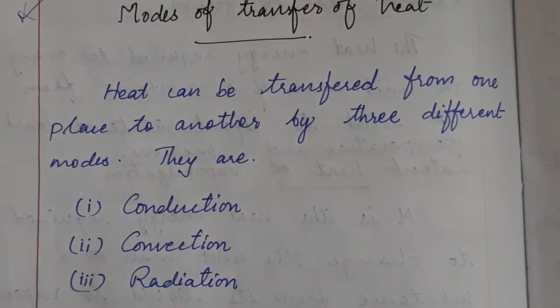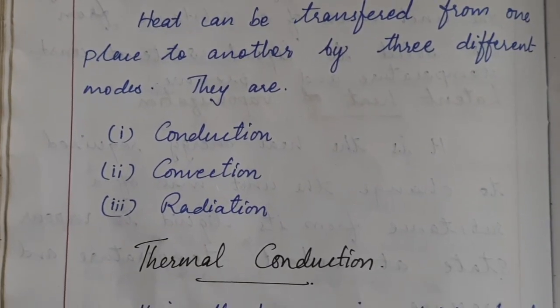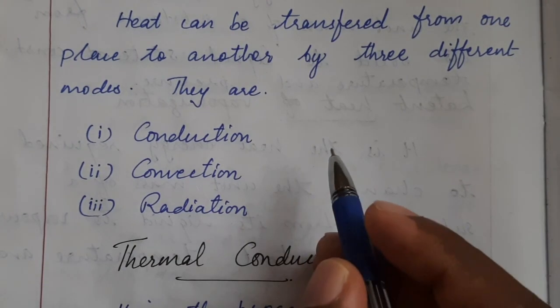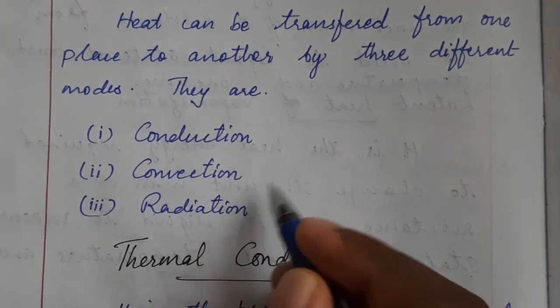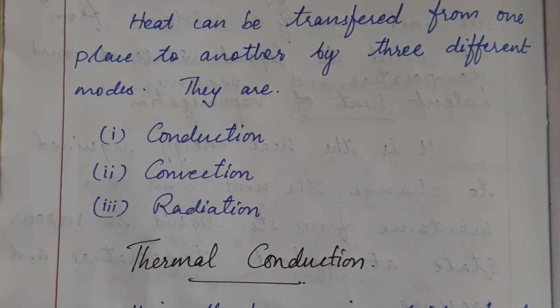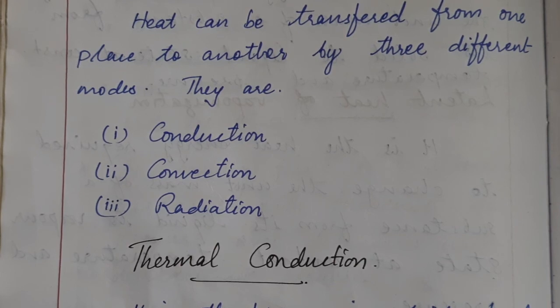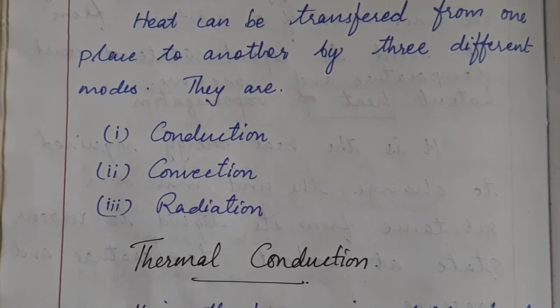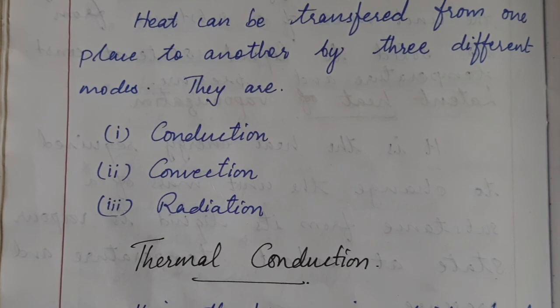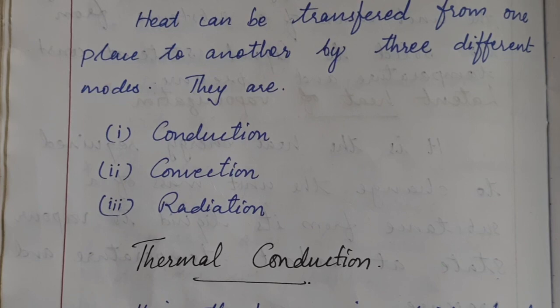Now let us discuss the different modes of heat transfer. We have studied this already in lower classes. We have different modes of heat transfer: conduction, convection, and radiation. Conduction means heat can pass through solid objects. For example, a spoon dipped in hot water, when you touch it, you feel heat, because the heat energy is passed through the solid body.